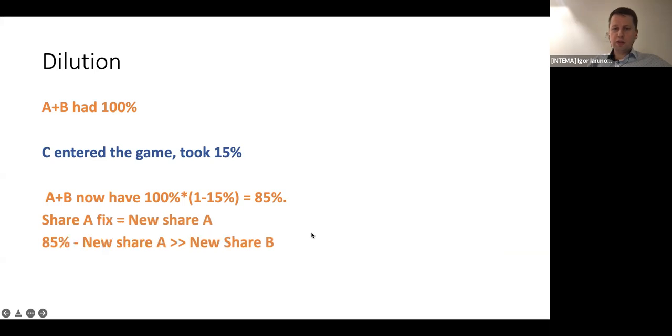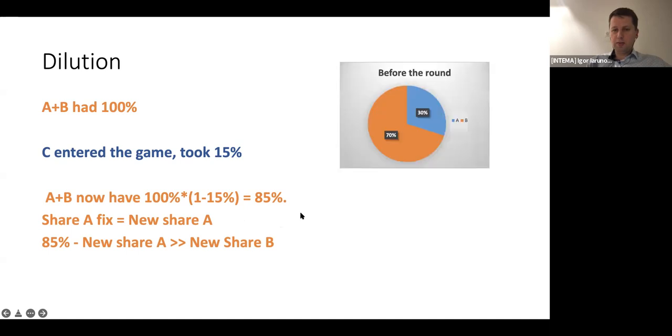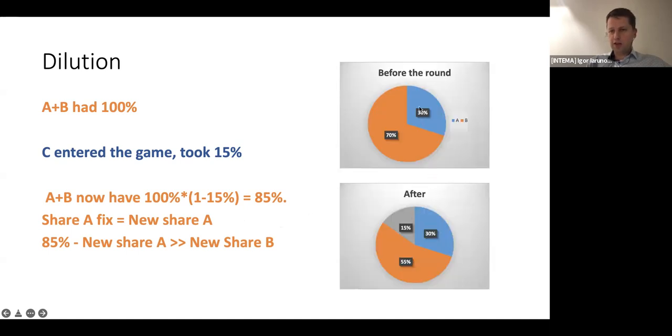But there could be a bit different issue. For example, C entered the game, but the share of A is fixed for some reason. For example, it's written in the agreement that share A is fixed. Okay, so then the new share A equals the share A before. And now how can we calculate share B? Let's check. Share A didn't change. It's disproportionately huge, and all the dilution was taken from B. So how to calculate it?